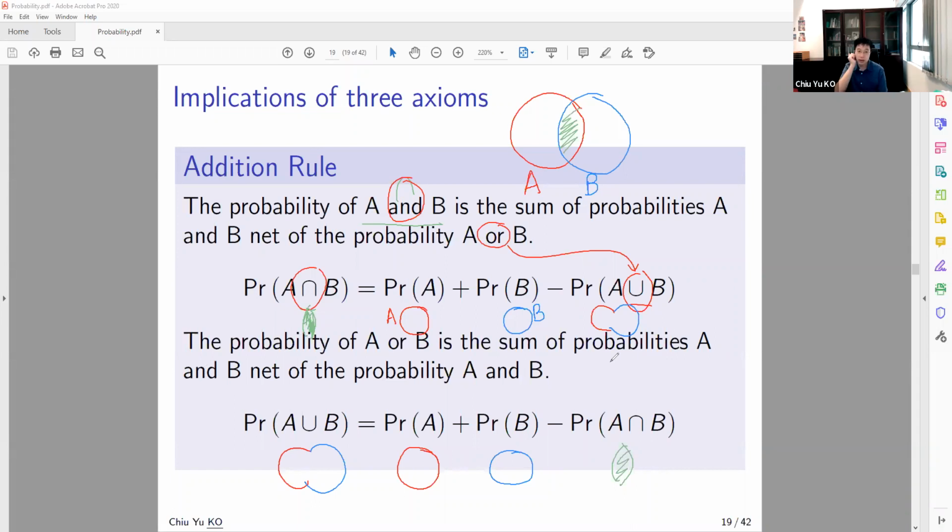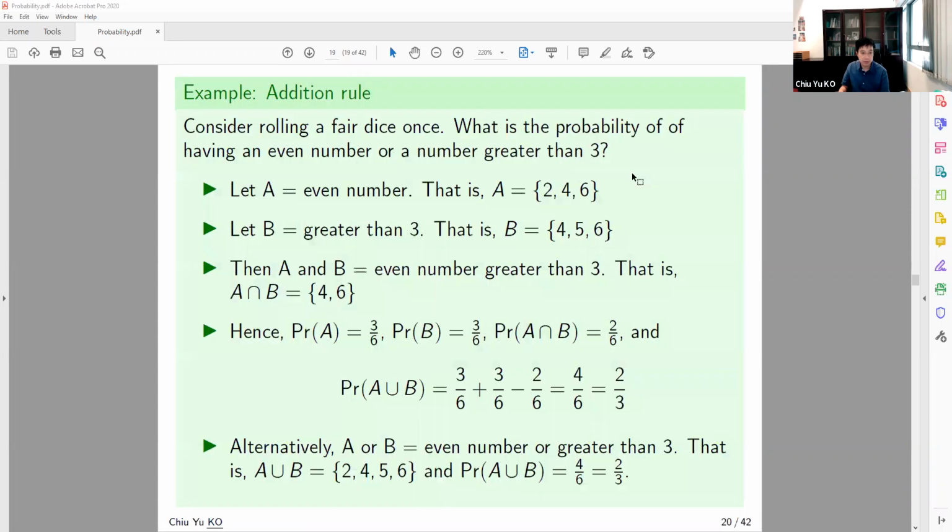Okay, this is a very useful technique, and this can also be proved using the axioms, but I'm not going to show you; it can be done by axiom. Is that okay? Let's see the example. Maybe that would be easier to follow.